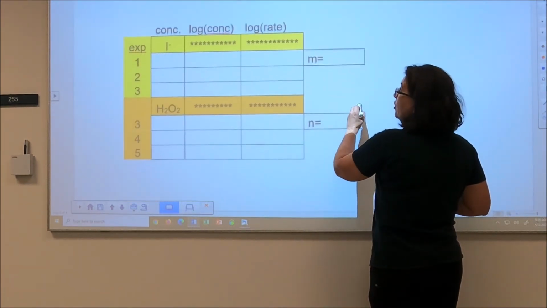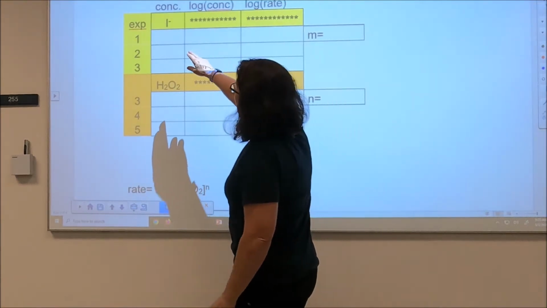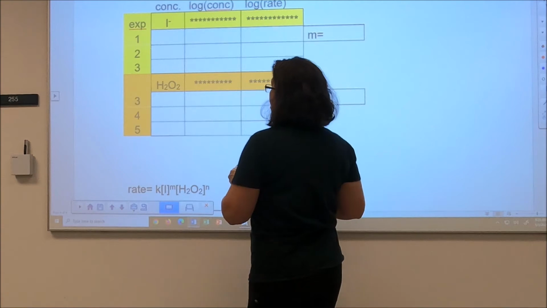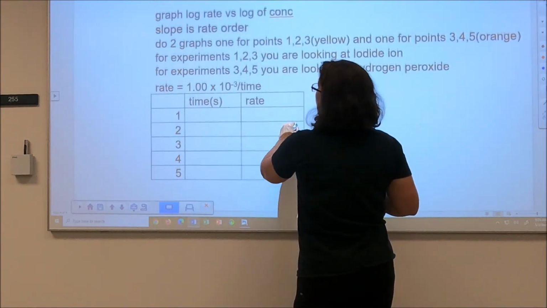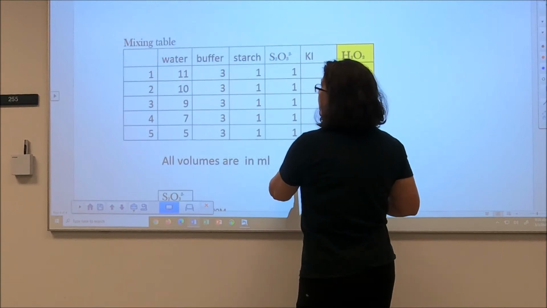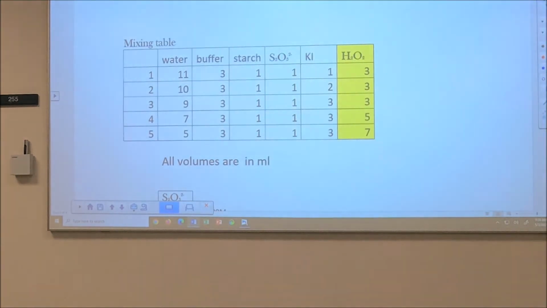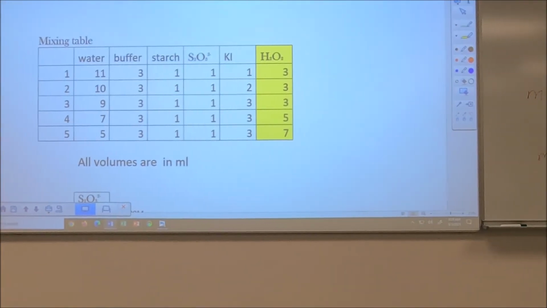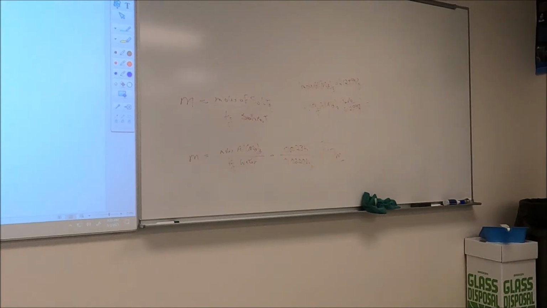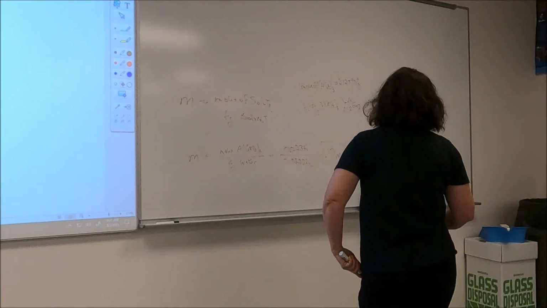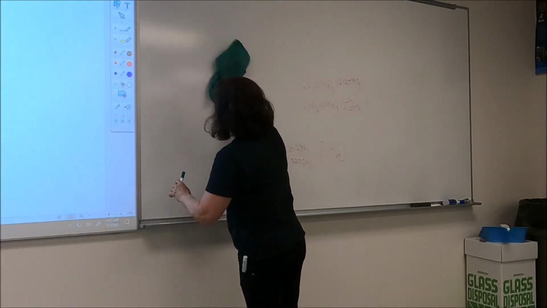Then what you're going to do is fill in this chart. So to get your concentration of iodine, let me talk you through how you're going to do it. Okay? So we come up here to our filling chart. Okay, guys, scoot on over this way with me. We're going to do a dilution problem.